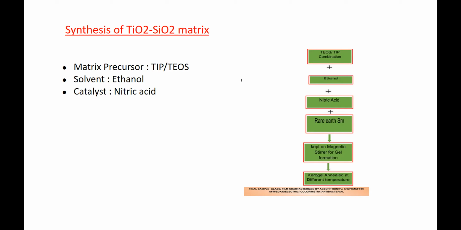What we do is we take a combination of TEOS and ethanol, TIP and ethanol, and we stir it on a magnetic stirrer. The rare earth ion samarium and also the silver nanoparticles are also mixed with ethanol, and all these are mixed together in the presence of nitric acid as the catalyst and stirred on a magnetic stirrer, and a liquid form is formed. It is kept for drying for 3 weeks, and after that we get a glass matrix, which is then formed with the silver nanoparticles. The annealing takes place at 800 degrees Celsius.